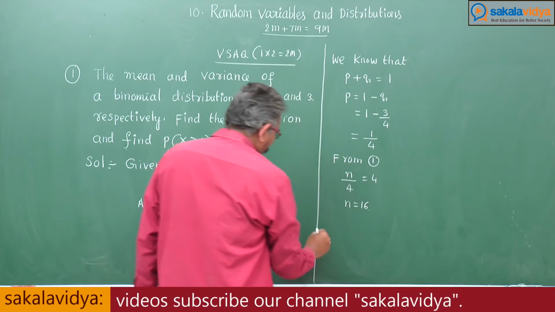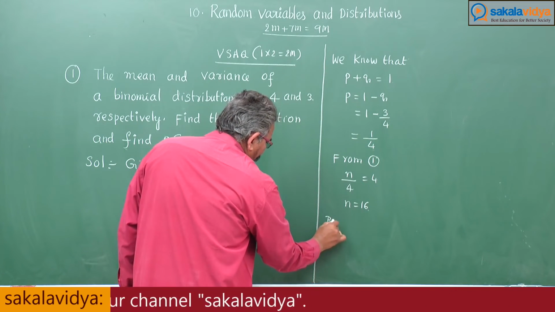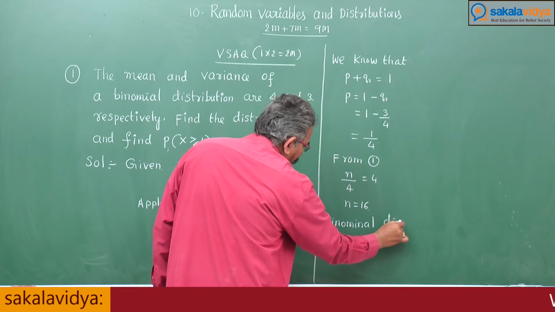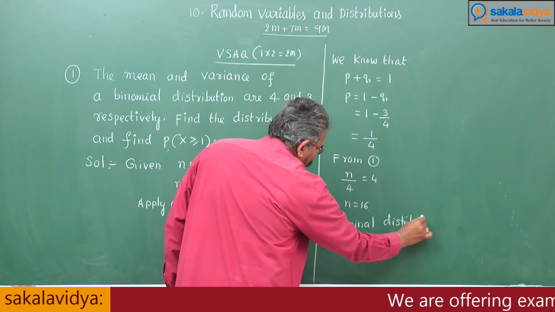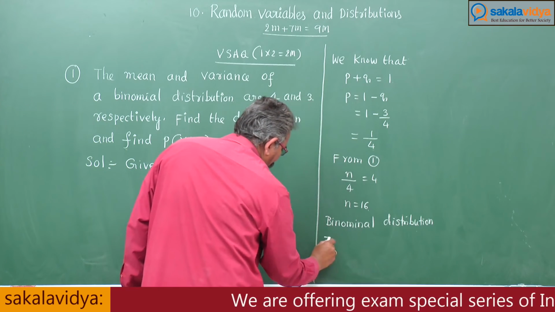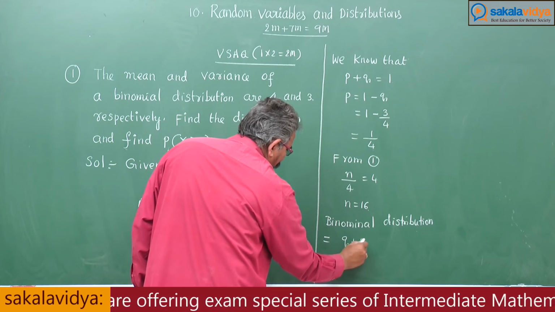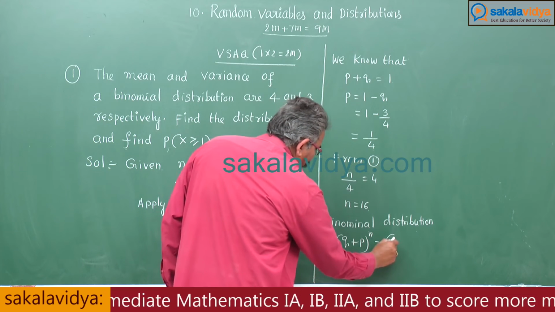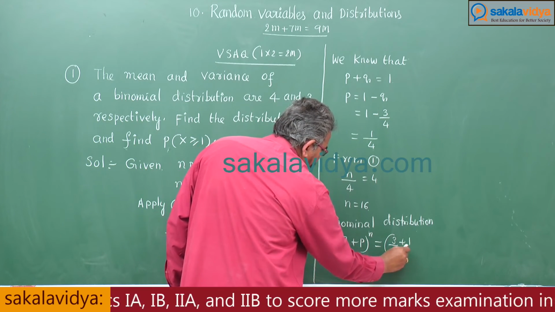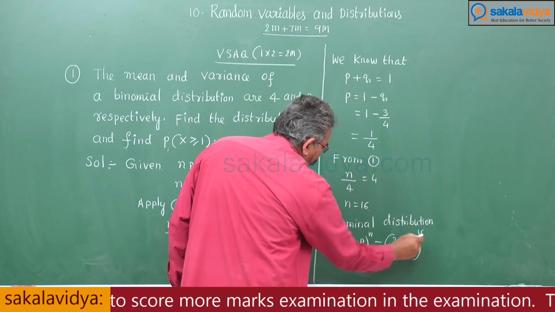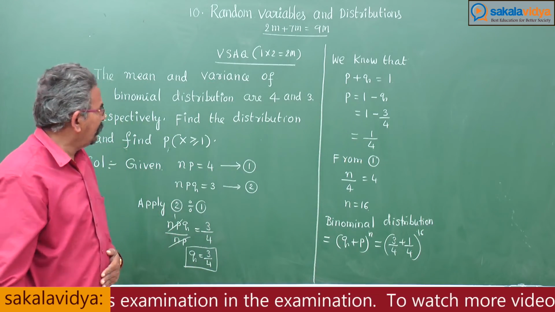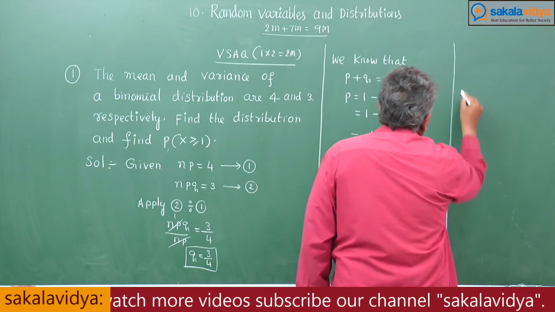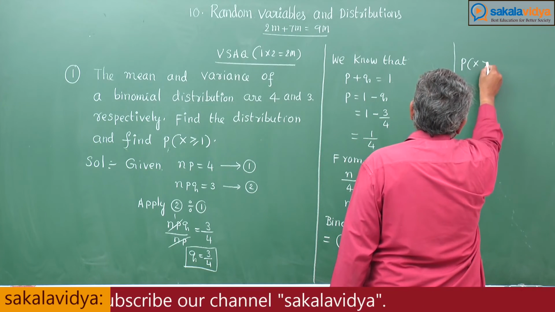Now we have to find the binomial distribution. So what is the binomial distribution? Binomial distribution is equal to (q plus p) whole to the power of n. q stands for 3 by 4 plus 1 by 4, whole to the power of 16. This is the binomial distribution. Now one more question is there. What is that? P of x greater than or equal to 1.